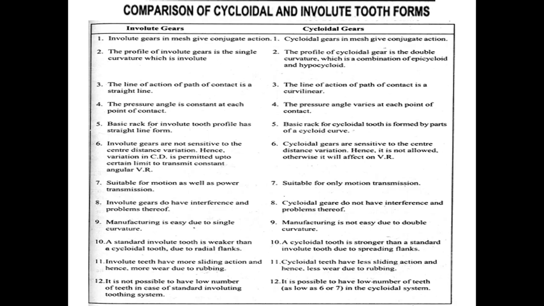A standard involute tooth is weaker than a cycloid tooth due to radial flanks. A cycloid tooth is stronger than a standard involute tooth due to spreading flanks. So involute teeth have more sliding action and hence more wear due to rubbing. Cycloid teeth have less sliding action and hence less wear due to rubbing. It is not possible to have a low number of teeth in the standard involute tooth system. It is possible to have a low number of teeth, as low as 6 or 7, in the cycloid system.